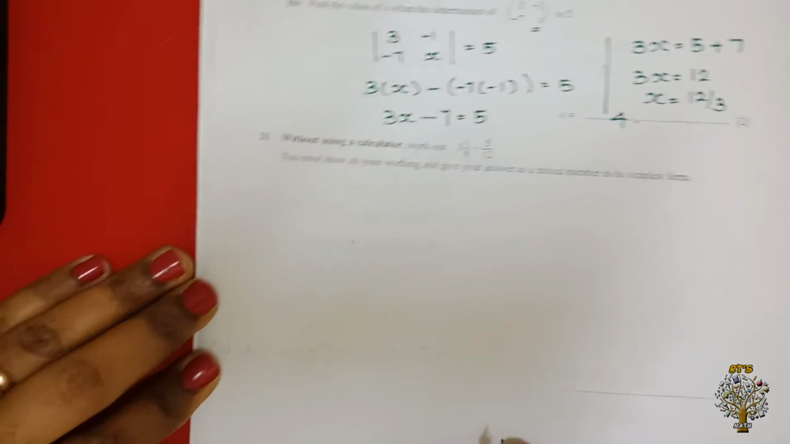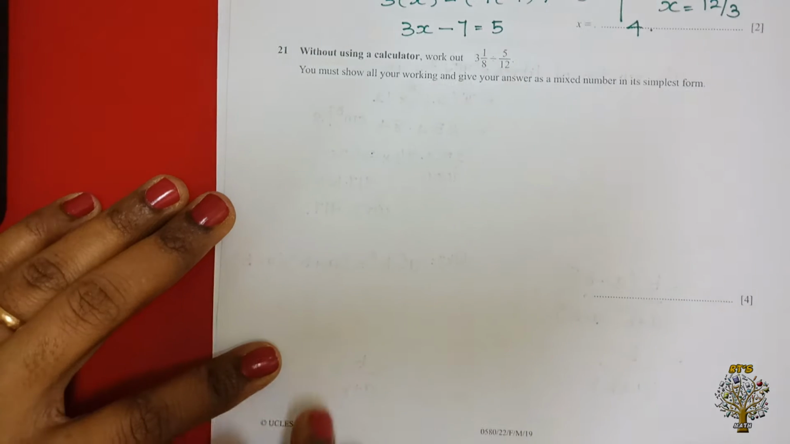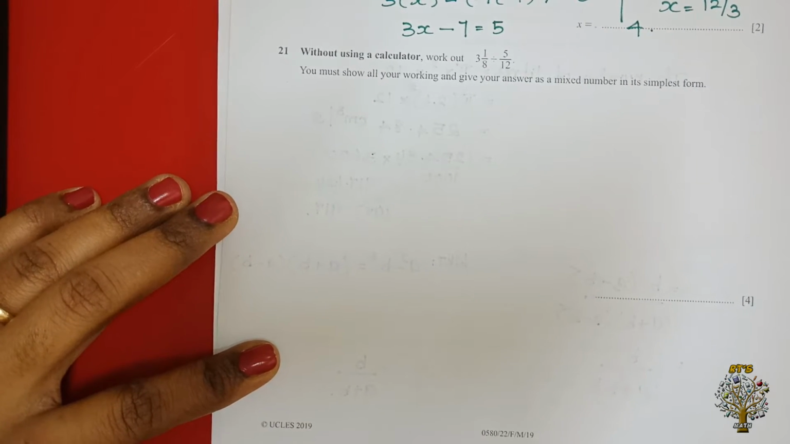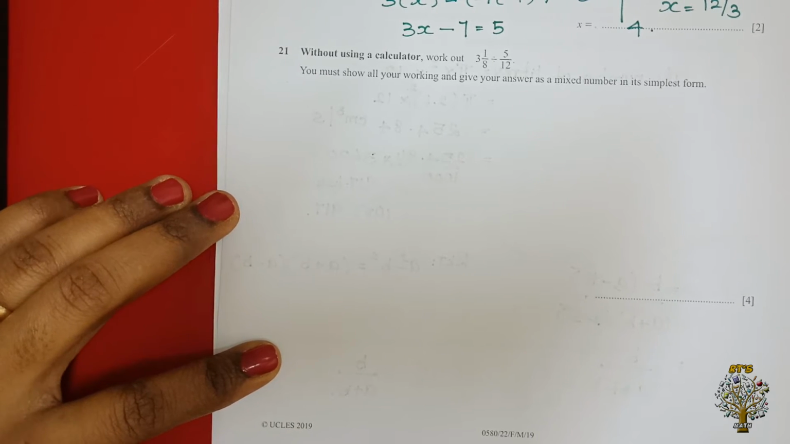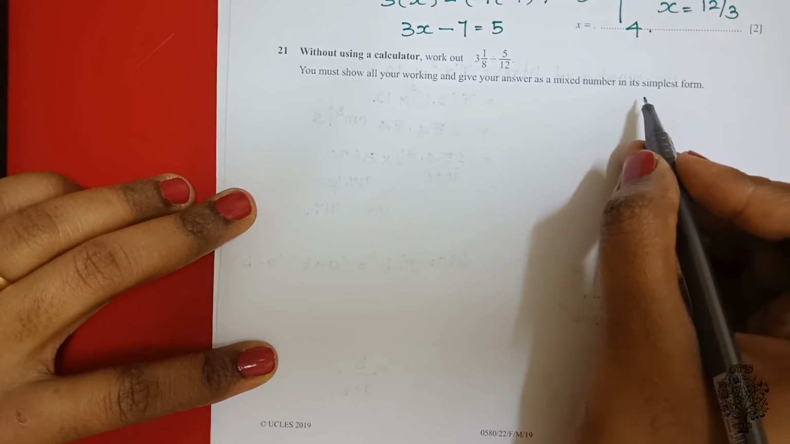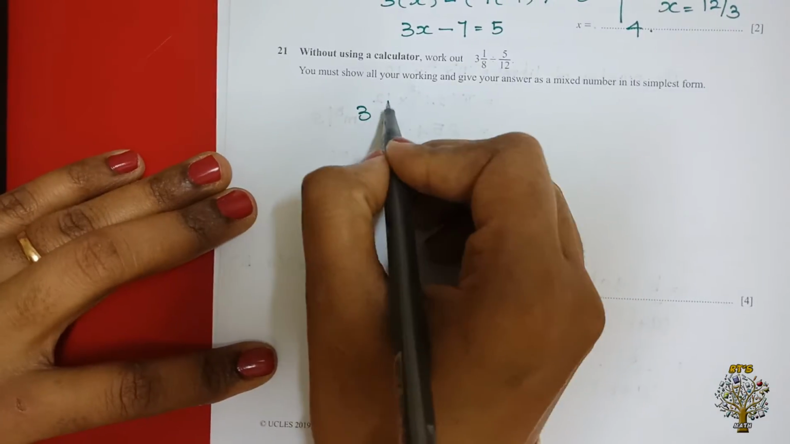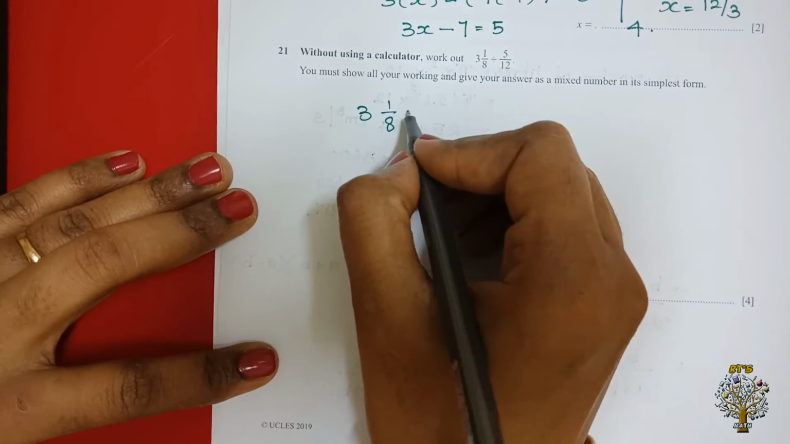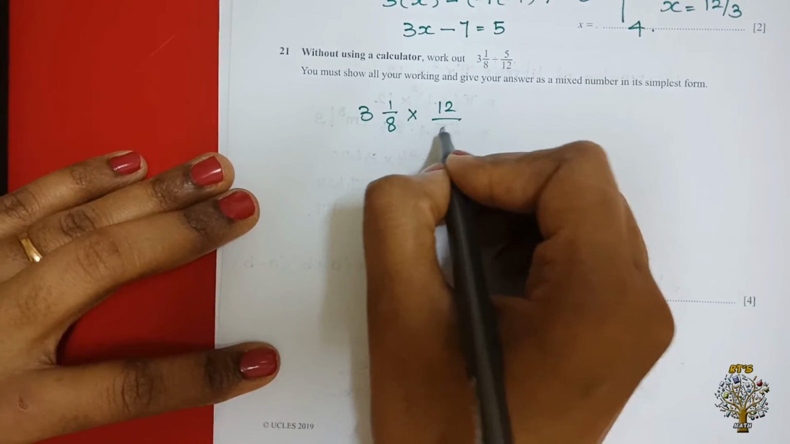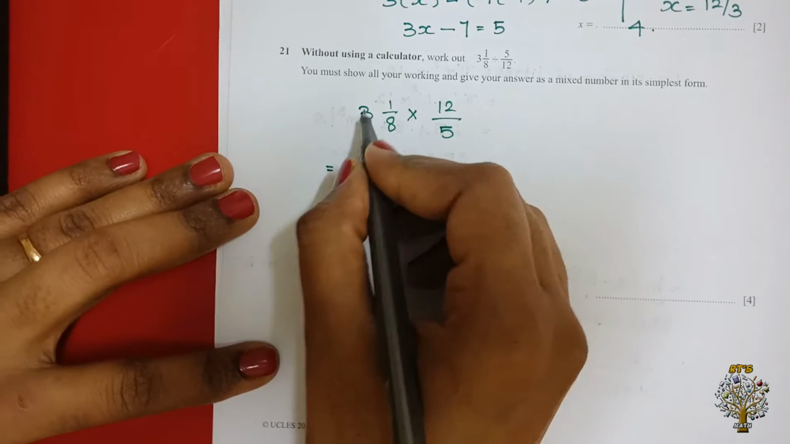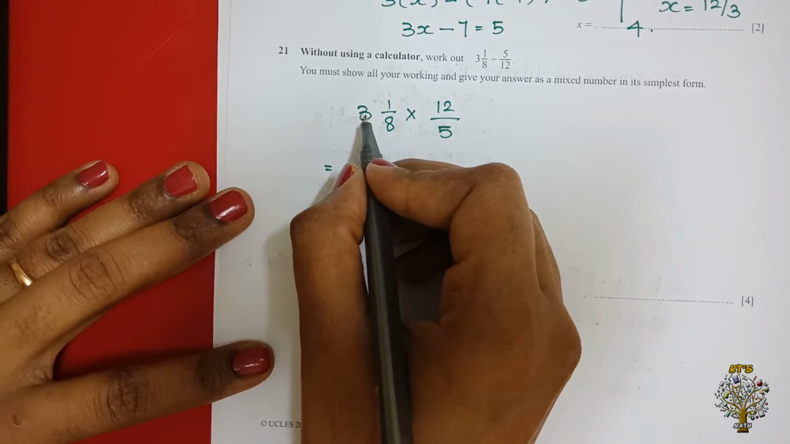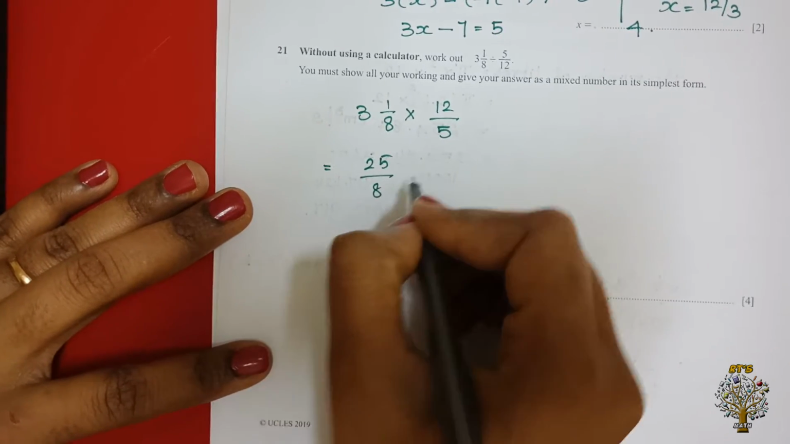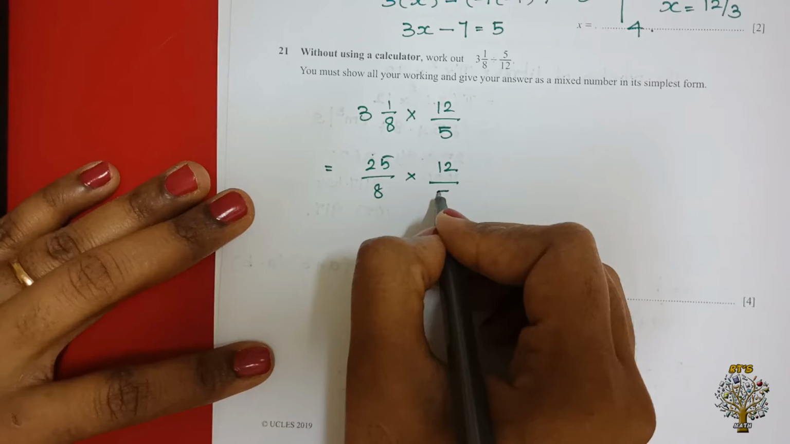Okay, now 21st problem. Without using a calculator, work out. You must show all your working and give your answer as a mixed number in its simplest form. You know very well, division means when you take the reciprocal of the fraction, it will become multiplication. So I'm doing that as my first step. Now you have to take 3 multiplied with 8, which gives you 24 plus 1. 25 divided by 8 multiplied with 12 by 5.